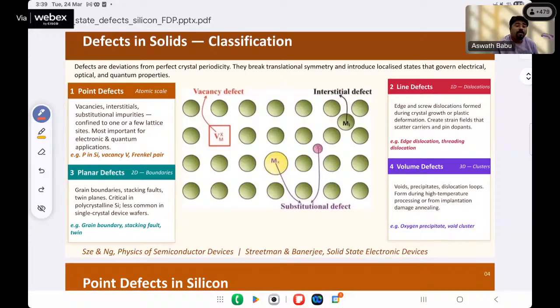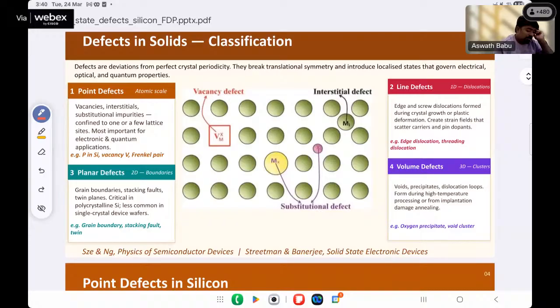The other way of creating defects is point defects. Point defects are vacancies. These are called interstitials. Then there is substitution with impurities, which can be confined to one or a few lattice sites. Most importantly, for electronic and quantum applications, this is a very good means.